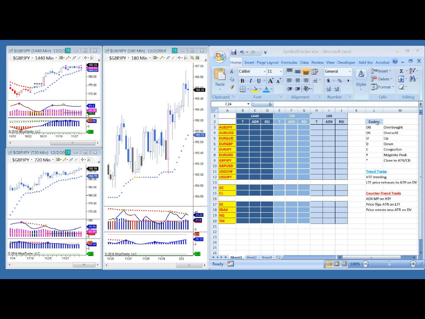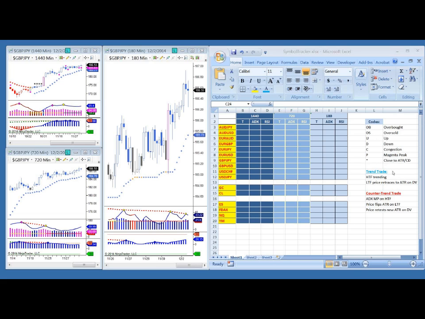Now, I've got codes here, very simplistic, because we need to be able to do this real quickly so we can scan through the markets. OB is overbought, OS is oversold, U is up, D is down, C is congestion dot, P is a magenta peak. If I have an asterisk in there, it means it's close to the ATR or a congestion dot.